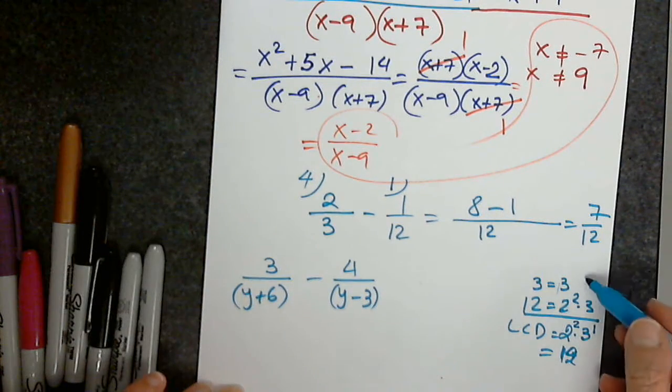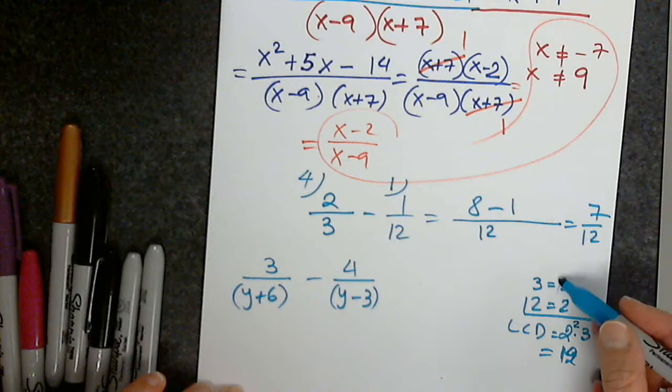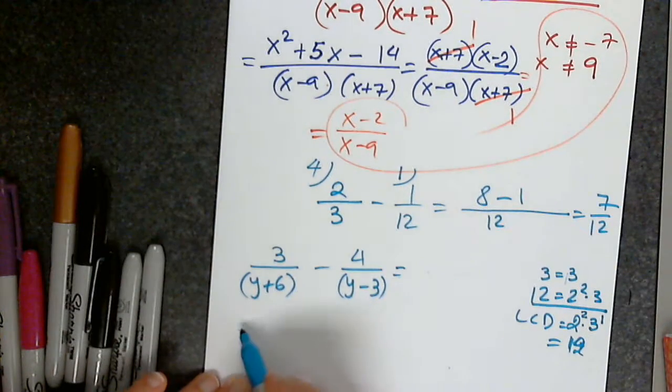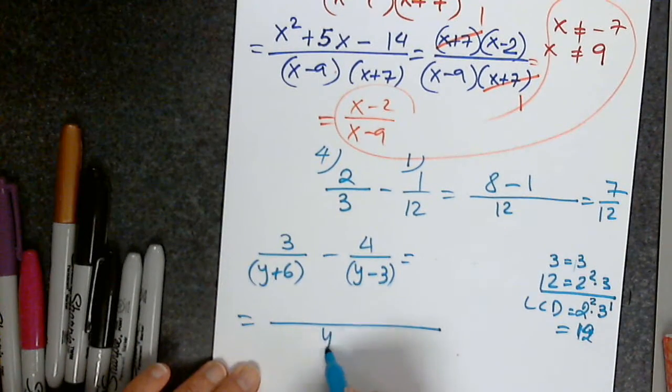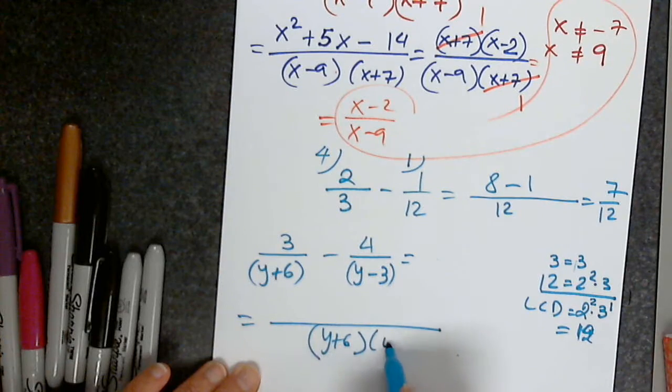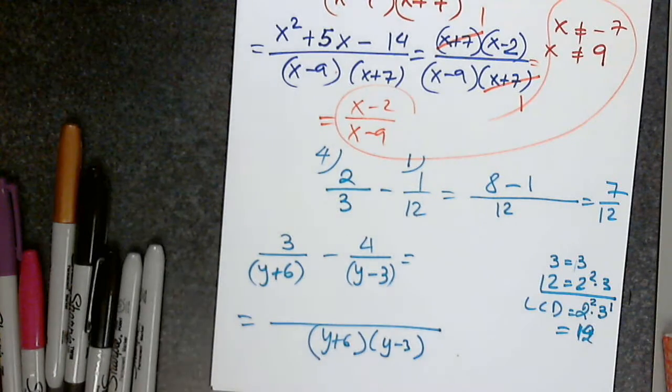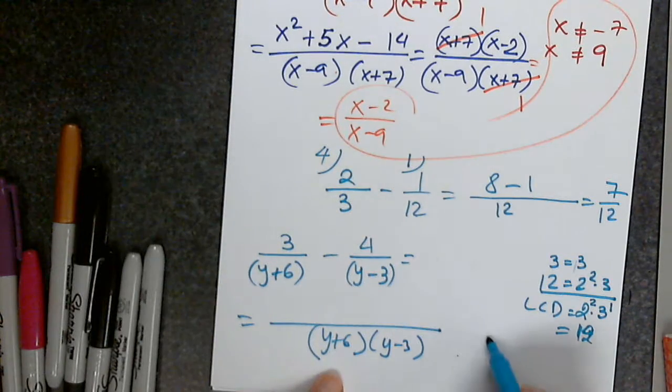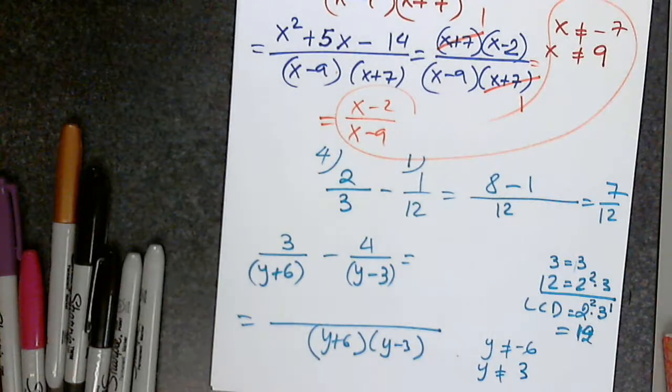The same concept. How many different factors do I see? Well, I see 2 different factors. I see y plus 6 and I see y minus 3. All different factors must be present in the least common denominator. Yes, I would write 2 restrictions, y not equal negative 6 and y not equal 3.